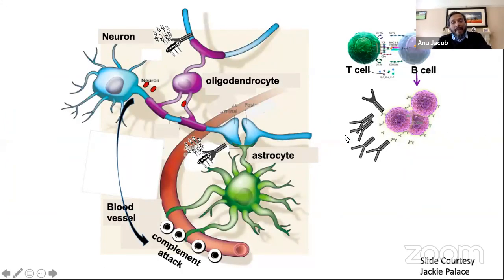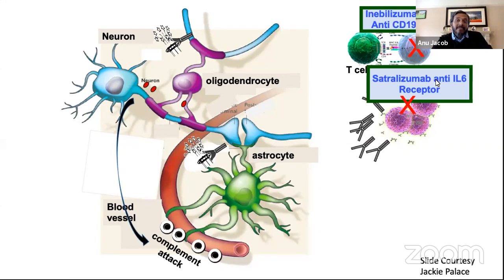What about the newer NMO drugs? Well, there are many drugs. We can think about inebilizumab, an anti-CD19 drug, which depletes B cells. We can think about satralizumab, an anti-IL-6 receptor drug, which certainly works for AQP4 NMOSD.